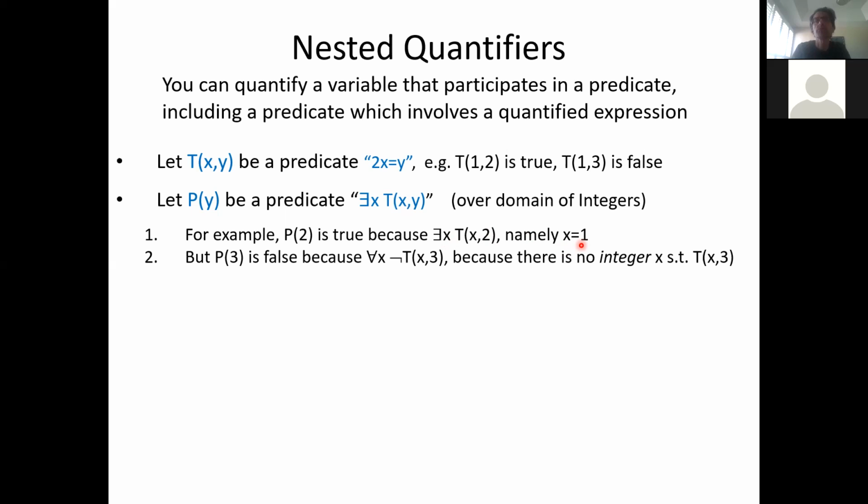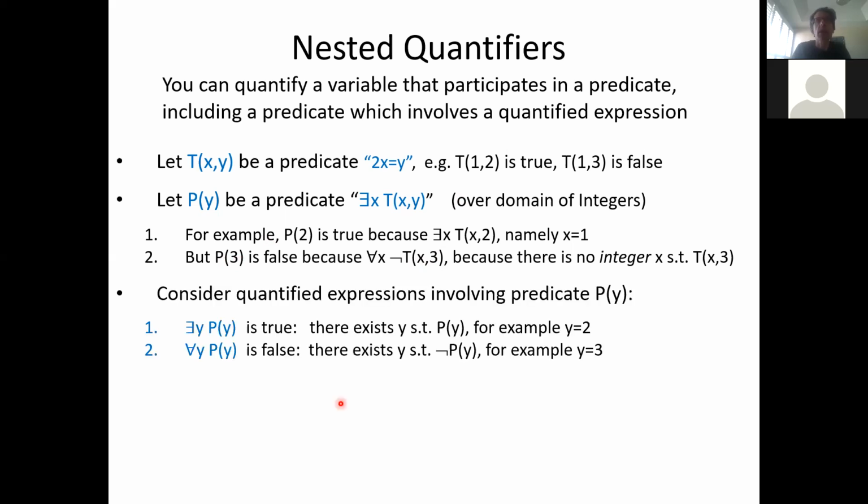Okay? But p of 3 is false, because there exists no x such that t of x, 3 is true. Namely, for all x, this predicate is falsified, right? Because there is no integer x such that twice x equals 3. It's not only that t of 1, 3 is false. In fact, t of any x, comma 3 is false. In other words, p of 3 is false.